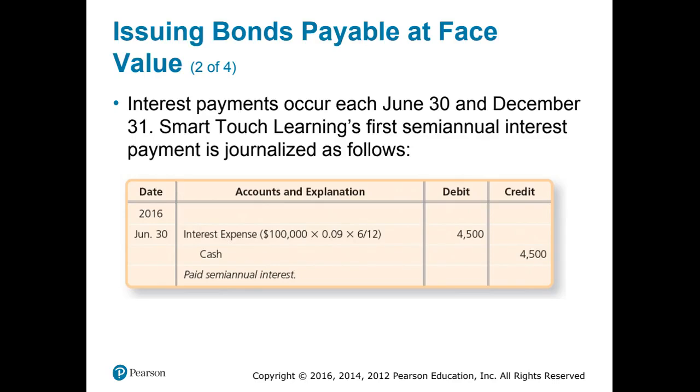Then we have interest payments that occur every June 30th and December 31st. Smart Touch Learning's first semi-annual interest payment is journalized. We're going to debit our interest expense and credit cash. And to calculate the interest expense, we took the 100,000 times the 9% times the time. And in this case, it is 6 months. So 6 over 12. And that gave us the 4,500. Our note is that we paid semi-annual interest. Semi-annual, 6 months.